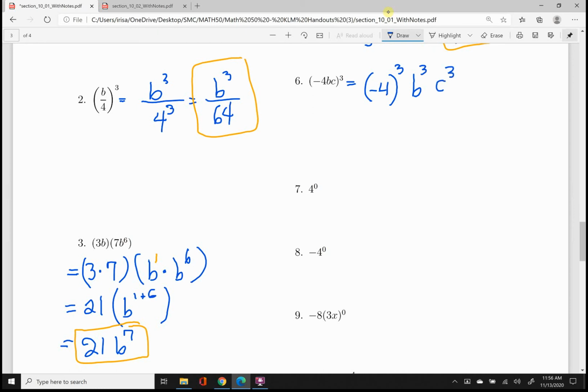Okay, now -4 to the third power is something that I can calculate. I can rely on what I did earlier with this 4 to the third power. I know that that's supposed to be equal to 64, but if it's negative, then -4 times -4 times -4, which is the expansion of -4 to the third power, will yield -64. And then the b to the third power, c to the third power will just come along for the ride.